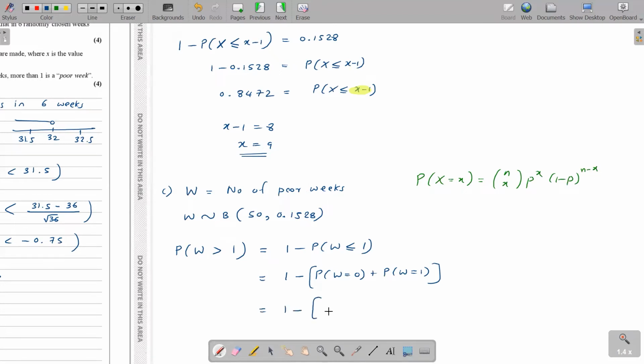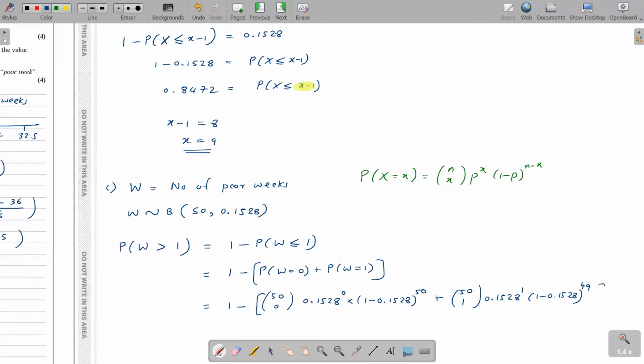So n is 50, 50C0, p to the power, p is 0.1528 to the power 0 into (1 minus 0.1528) to the power 50 minus 0, which is 50. Plus the next one is 50C1, 0.1528 to the power 1 into (1 minus 0.1528) to the power 50 minus 1, which is 49. So type the whole thing, get the answer.